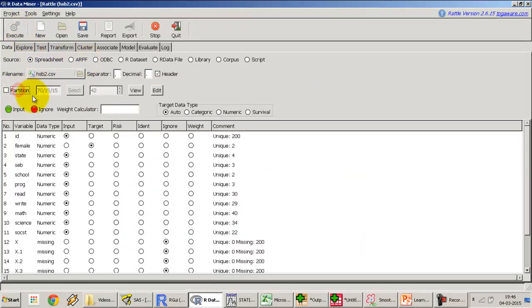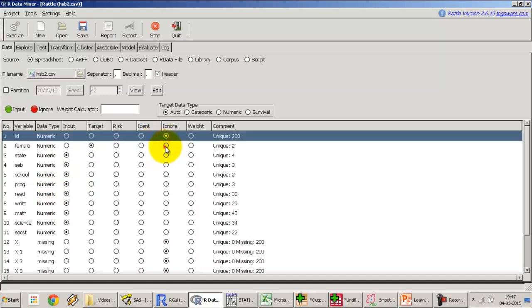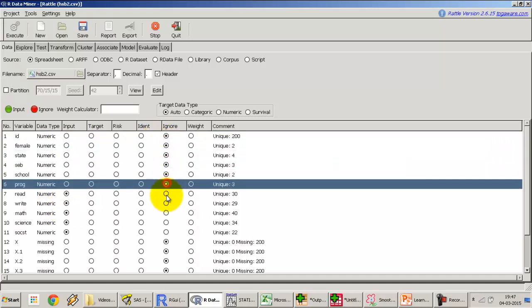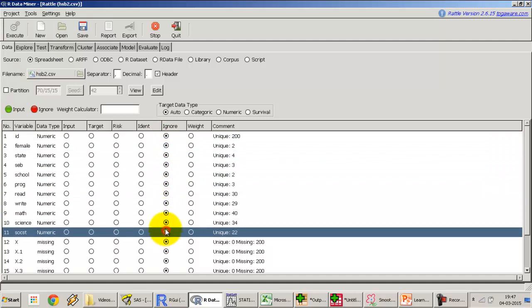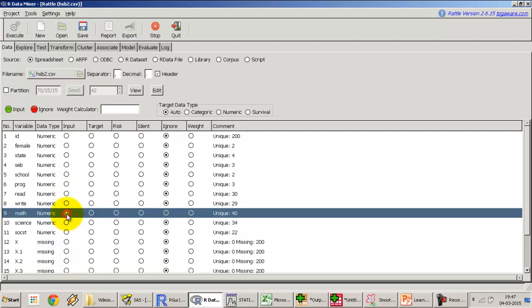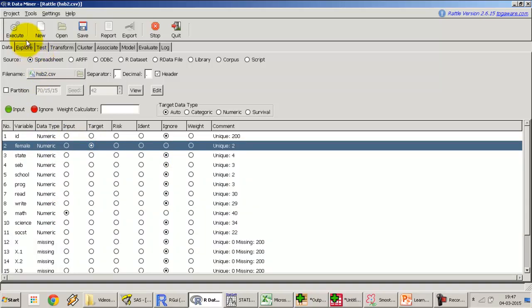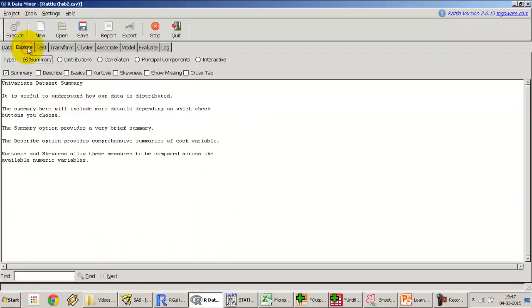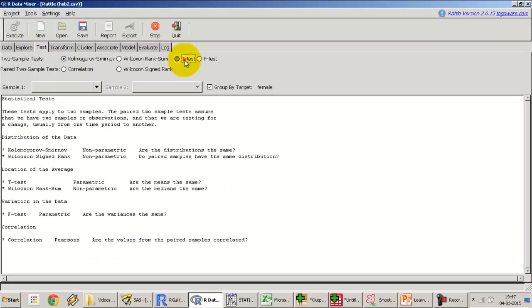I've imported. I don't need to partition it for now. And I want to test the impact of read. So I'm going to ignore everything over here. Right, I'm going to test the impact of math. So I press math as the input. I press female as the target. I press execute. Then I go to explore or the test option. I look at t-tests, group by target, which is female. I press execute.